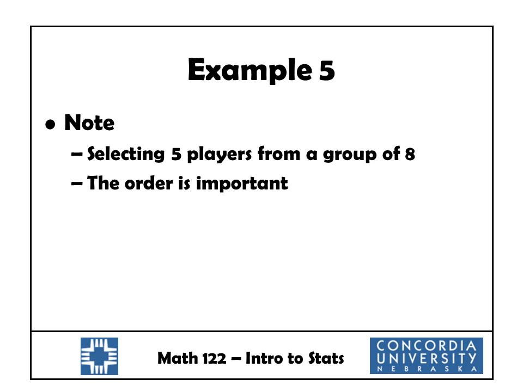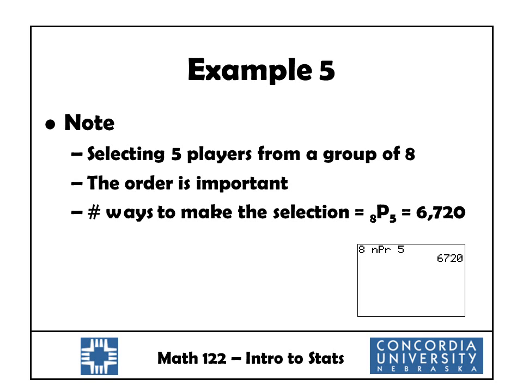Well, let's make a couple of notes here. We are selecting 5 players from a group of 8 because we have 8 players left and we're selecting them to fill the 5 lineup spots. And the order in which I make the selection is important because the first player I select will go into the first position, the second player will go into the second position, so on and so forth. Okay. So this is a permutation problem.